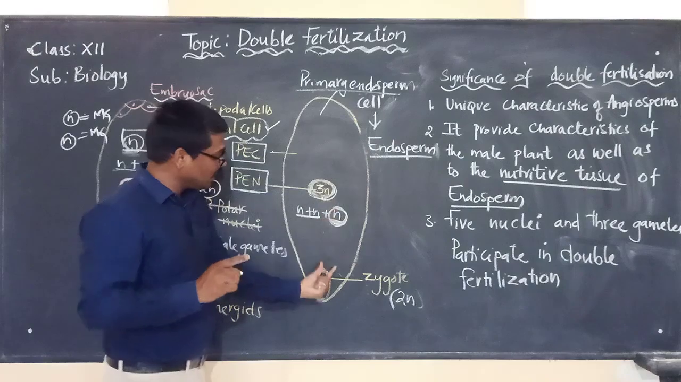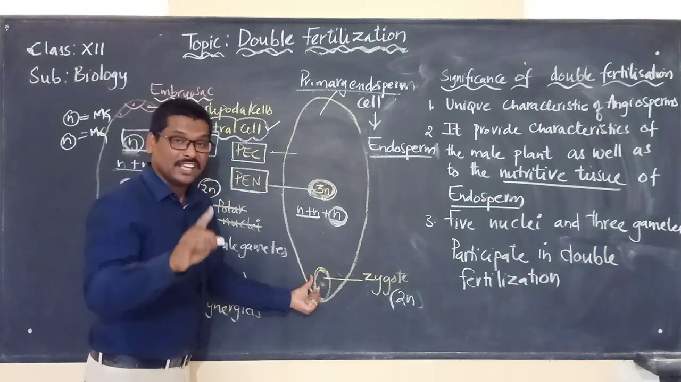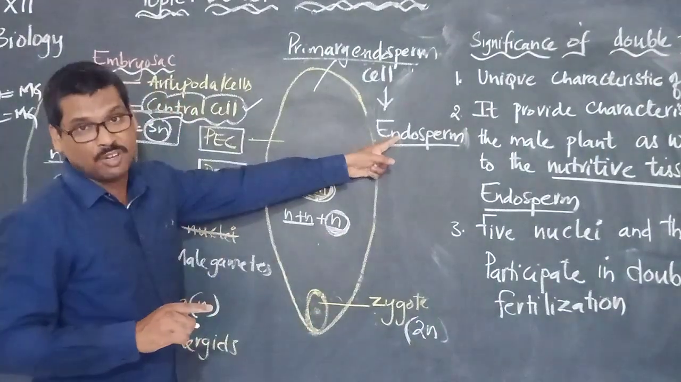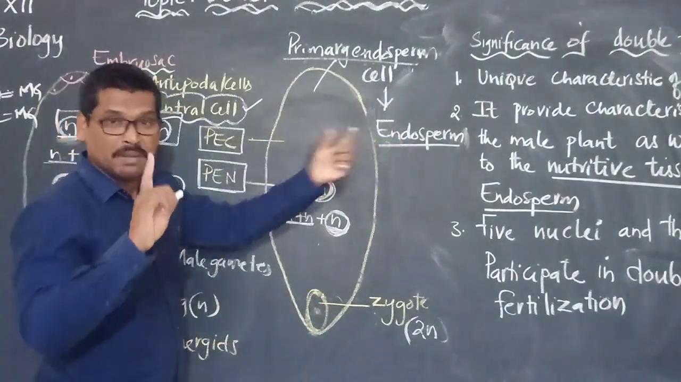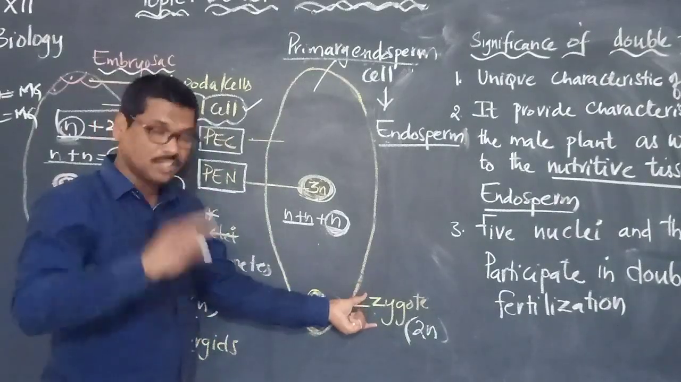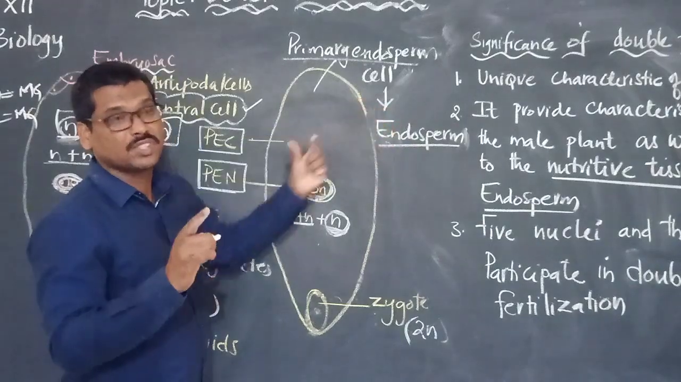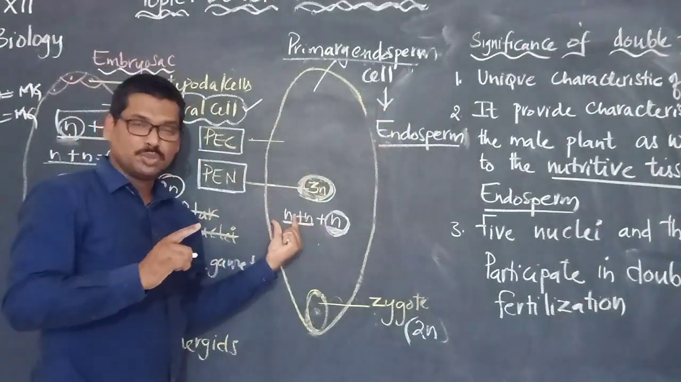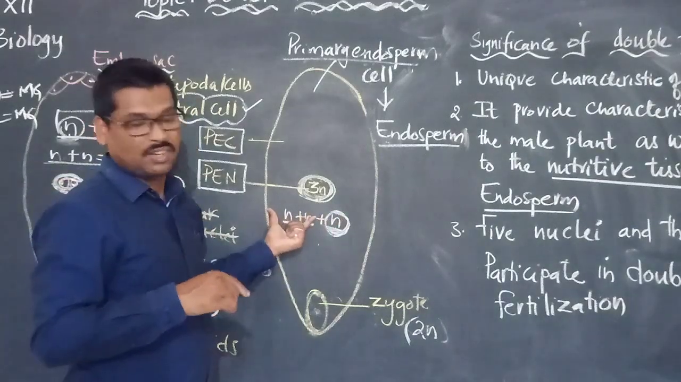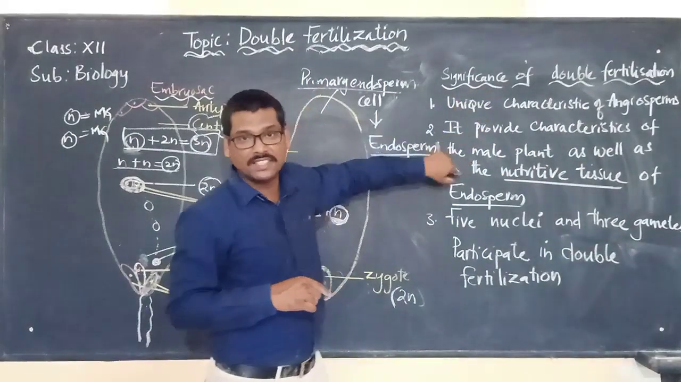So it is not only the zygote that has the characteristics of the male parent, the male characteristics are also present in the endosperm. Please remember this. Male characteristics are not present only in the zygote. They are also present in the endosperm, because even the endosperm is formed by the fusion of three nuclei. Two nuclei of its own and one nucleus, the male gamete. Okay, so that is the second importance of the double fertilization.